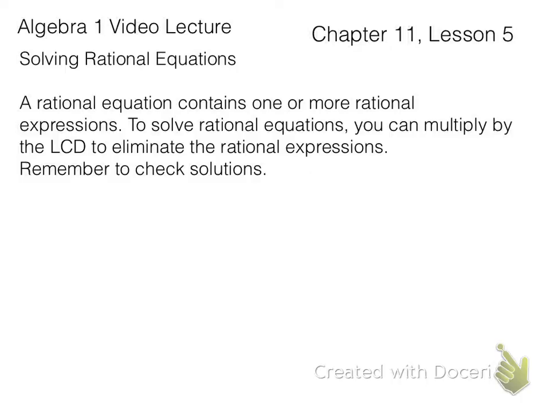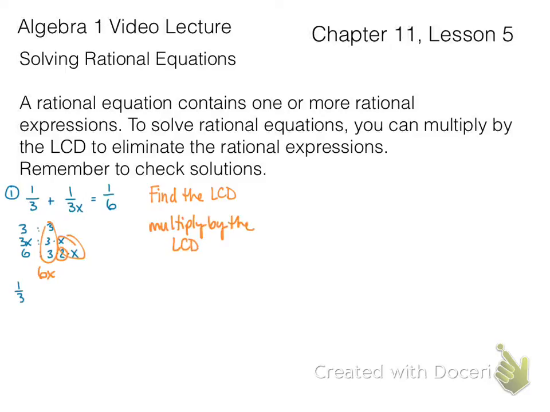All right, so let's take a look at the first problem, which is 1 over 3 plus 1 over 3x equals 1/6. The first thing we're going to do is find the LCD. In this case, the LCD is 6x. Then I'm going to multiply the LCD times everything in my equation. So it's going to be 6x times 1/3, 6x times 1 over 3x, and 6x times 1/6. Then I'm going to simplify. That leaves me with 2x plus 2 equals x. So much easier to do than the original equation, don't you agree?